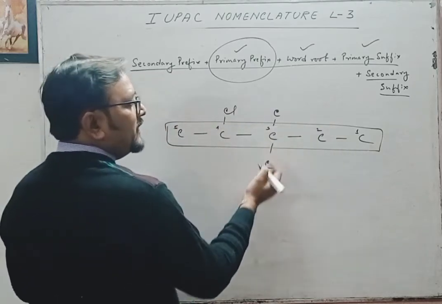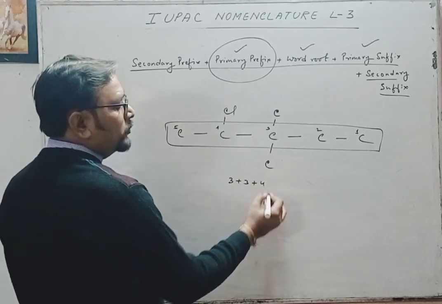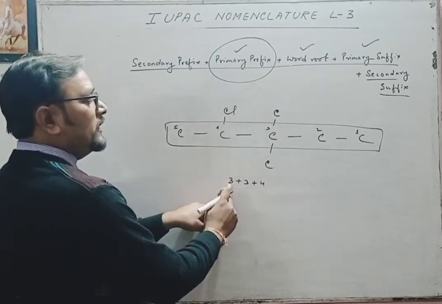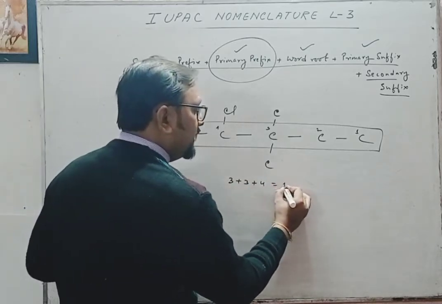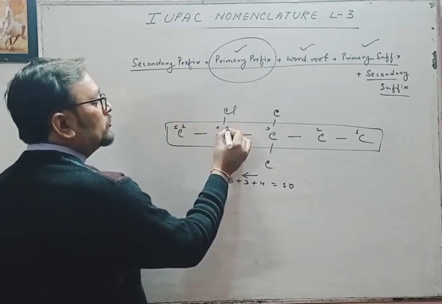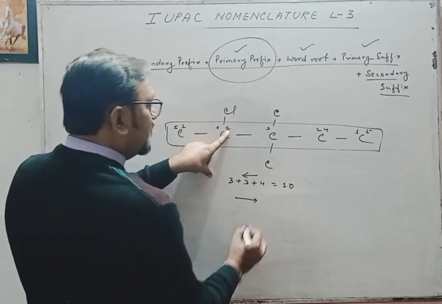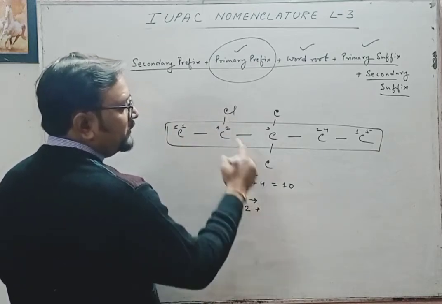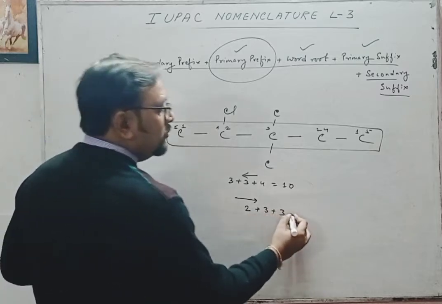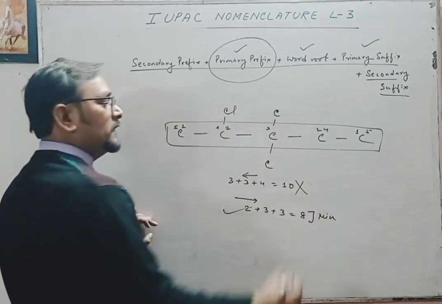If I number from this side, my first locant is 3, my second locant is also 3, and my third locant is 4. First locant for this substituent, second locant for this substituent, and third locant for this. So 3 plus 3 is 6, 6 plus 4 is equal to 10 if I take it from this side. But if I number from this side, 1, 2, 3, 4 and 5, then the first locant is 2, the second locant is 3 and the third locant is also 3. So 3 plus 3 is 6, plus 2 is 8. Now which is minimum? This is minimum, so I will go by this numbering. I will not take the other pattern.